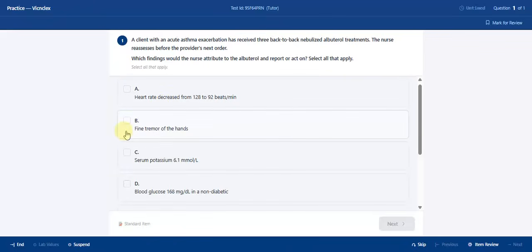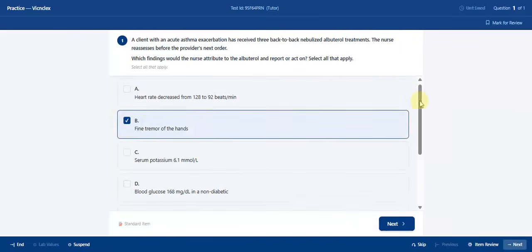Now, B says fine tremor of the hand. Yes, when we activate the beta receptors, you're going to see fine tremor. Activation of the sympathetic nervous system leads to fine tremor. So I'm going to choose that.